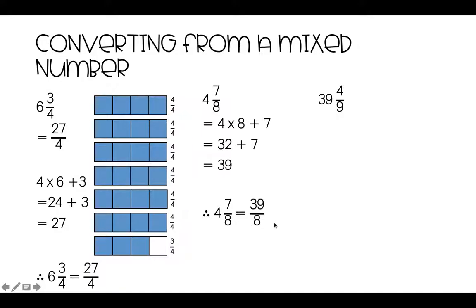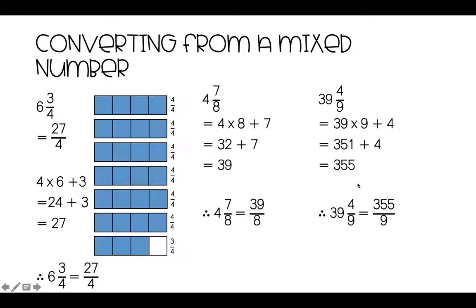Now, the last one, it's a really big one, but that's okay, it still works the same. So what I want you to do is pause it, have a go, and then come back. Doesn't matter if you get it wrong. So, if we went 39 times 9 plus 4, what we get is 351 plus 4. So in total we get 355. So our final answer here is 39 and 4 ninths equals 355 ninths.